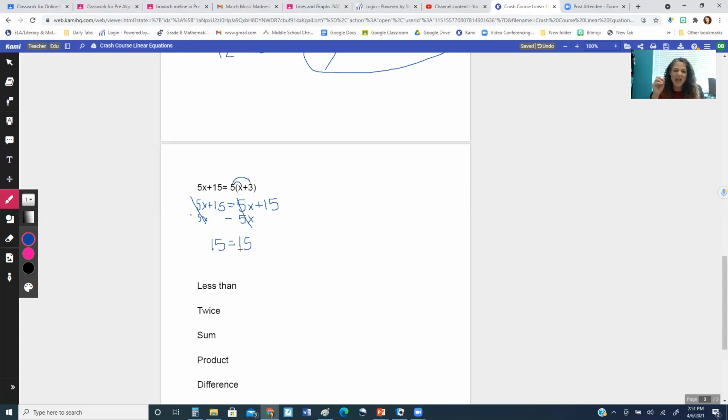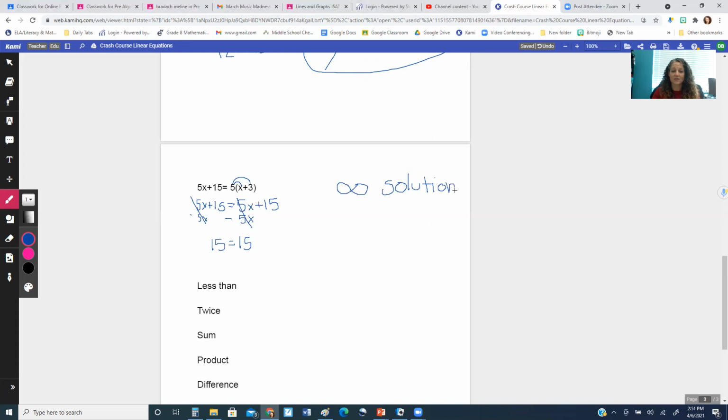Yes. Will 15 ever not equal 15? Never. It does not matter what x equals. This equation will always be true. It has infinitely many solutions. You want to tell me that x is 5,621,000? All right, x is 5,621,000.